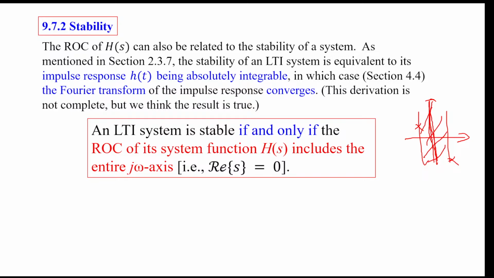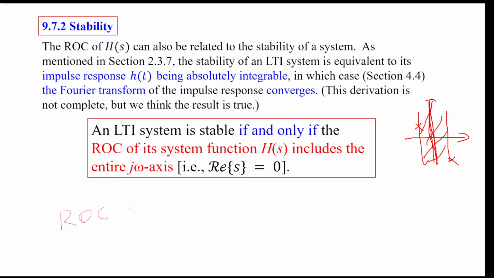The logic here is pretty simple. If the ROC includes the j omega axis, then the Fourier transform exists for your small h of t. And because h of t has a Fourier transform, then it is absolutely integrable. Let's write down the logic here.